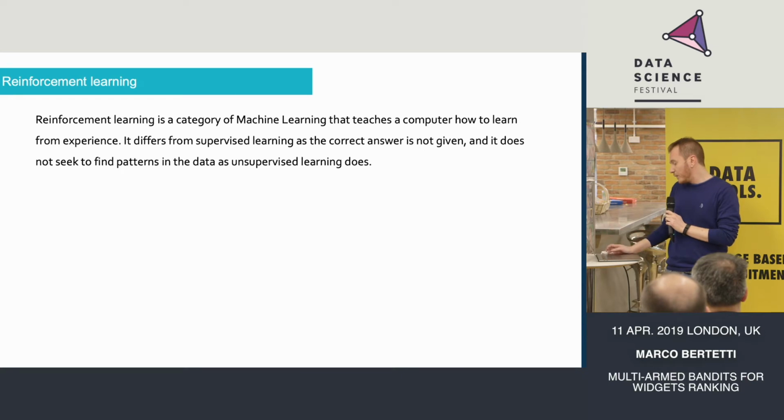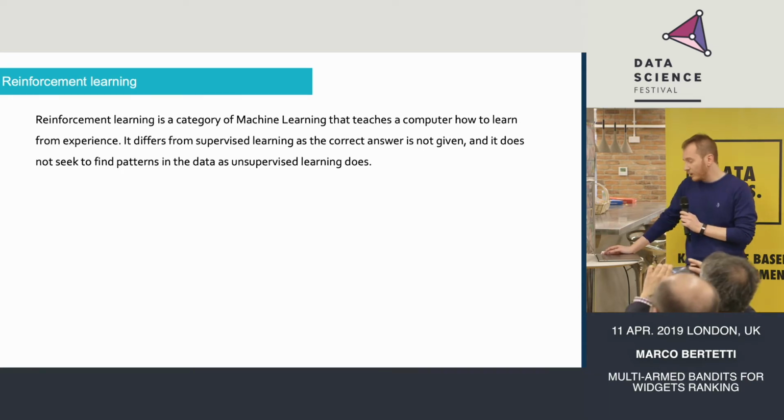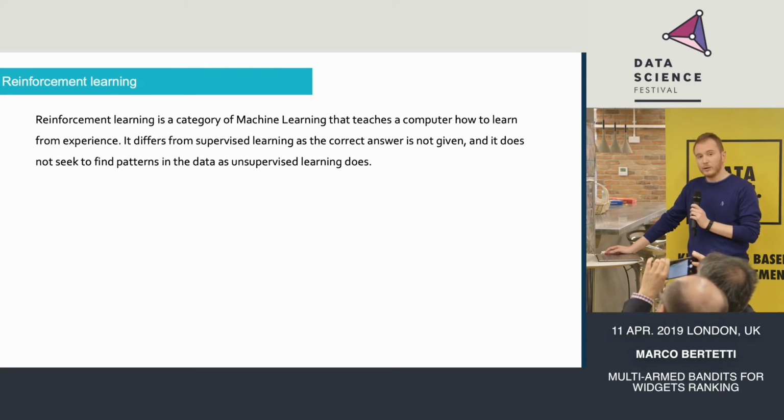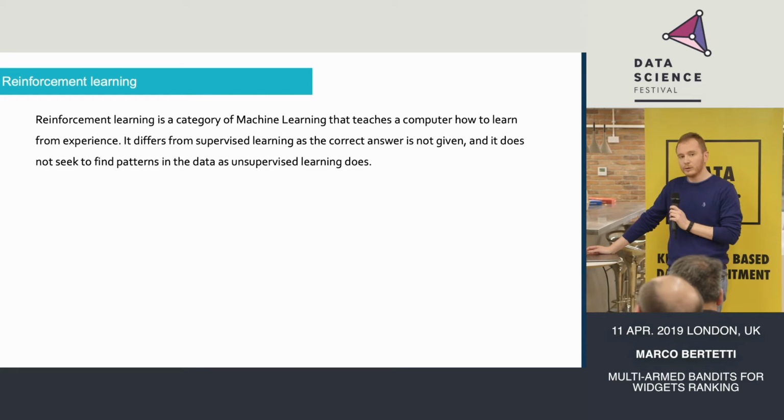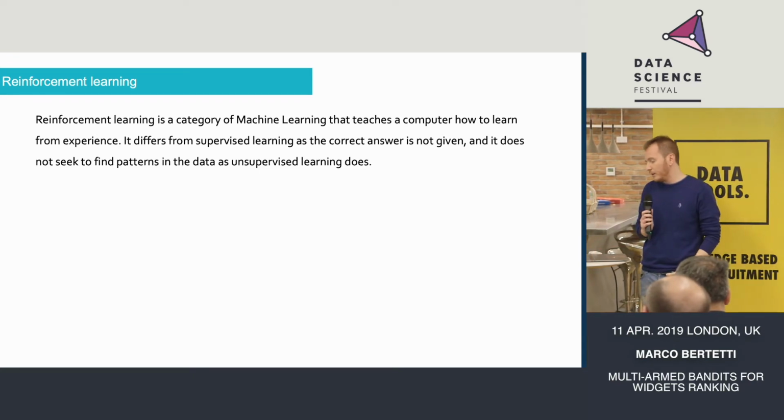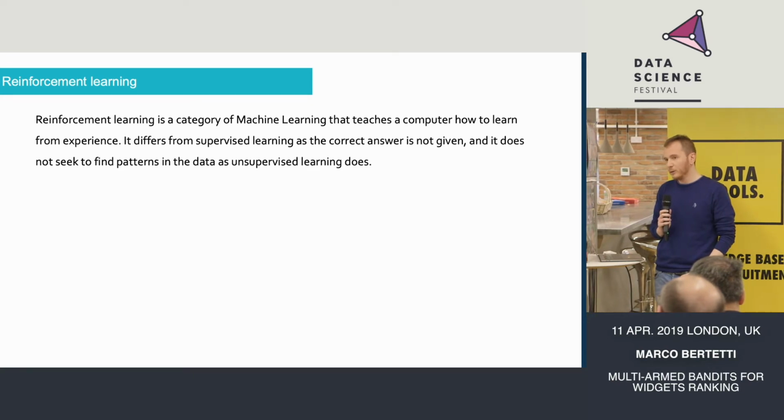So let's start with a very simple definition. What is reinforcement learning? Reinforcement learning is a category of machine learning algorithms that essentially teaches a computer to learn from experience. I always find it easier to also explain this by explaining what reinforcement learning is not, and the differences with the other families of machine learning.